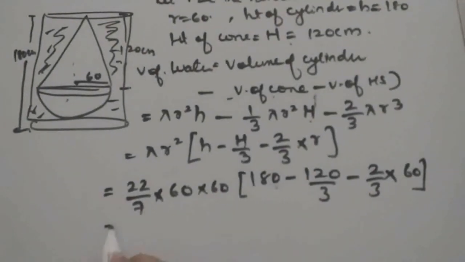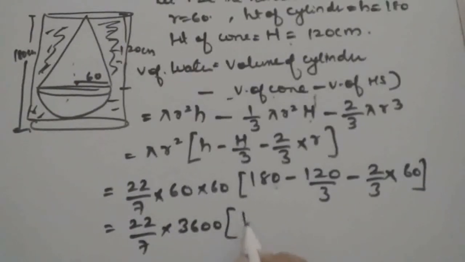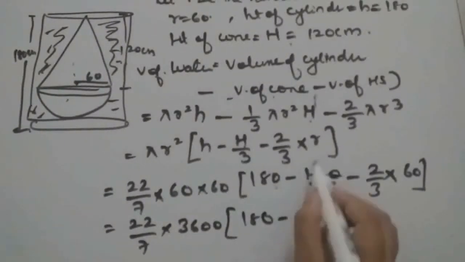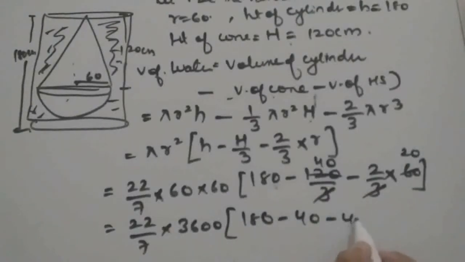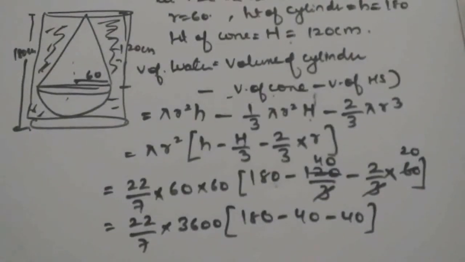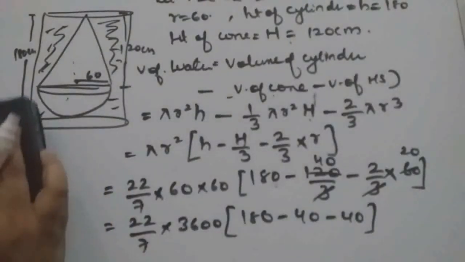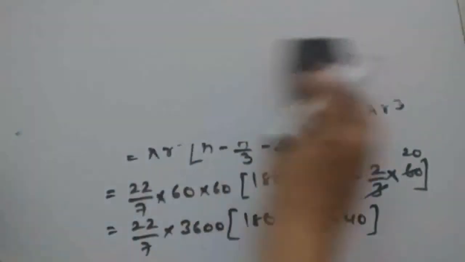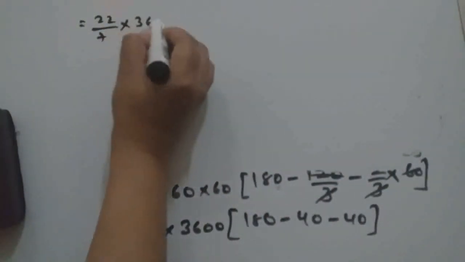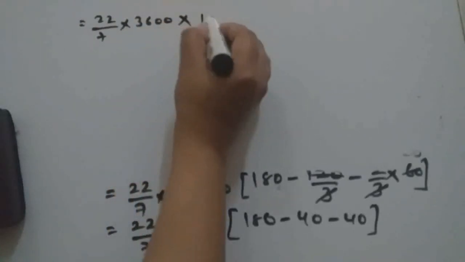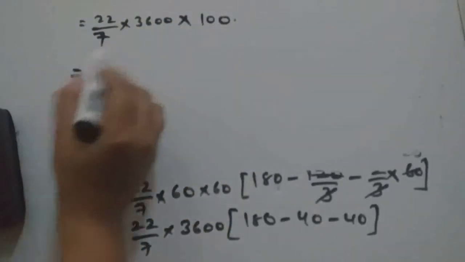Okay, so 22 by 7, this is 3600, 180, this will give 40, isn't it? 40. 3 2s are 6, so 40. So that means 100 will remain here. 180 minus 80 means what? 100. So 22 by 7 into 3600 into 100. Okay. Now this we should find.